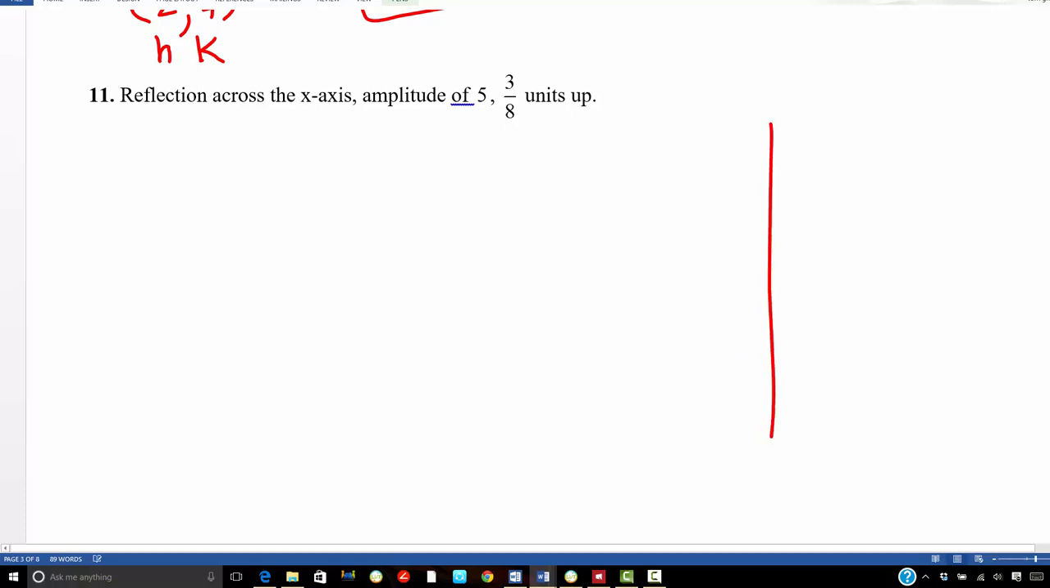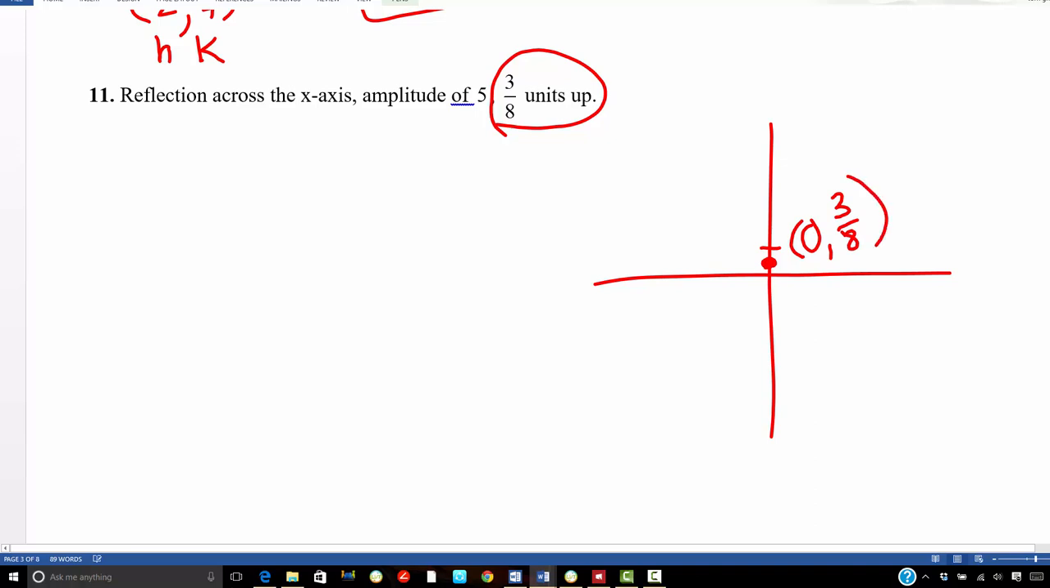So the shift, it doesn't tell us anything about the horizontal shift, but it does tell us it's been shifted 3/8 units up. So it's not even been shifted a full unit up. It's just been shifted a little bit less than half. So that's where our vertex sits right there. And that's the point 0, 3/8. So that's my H, and that's my K.